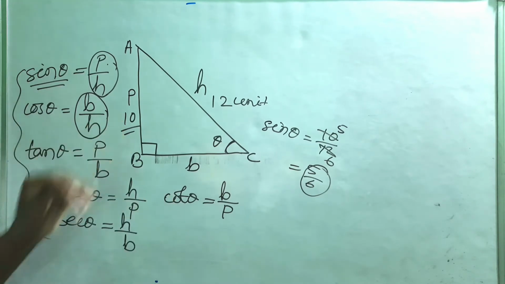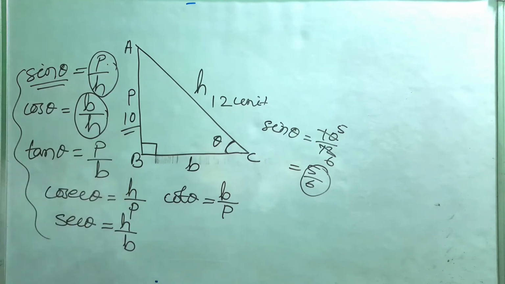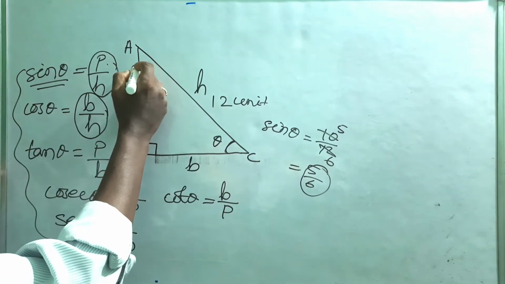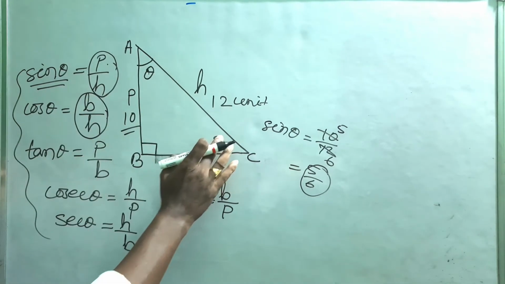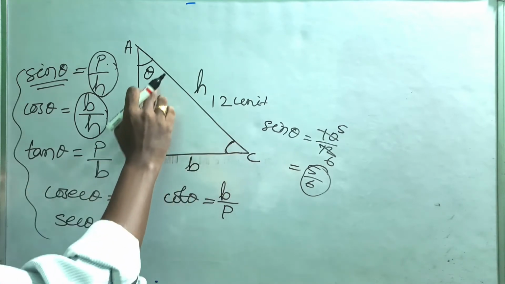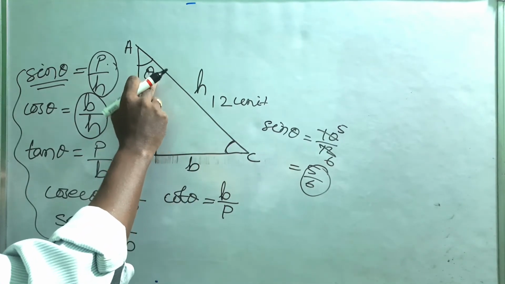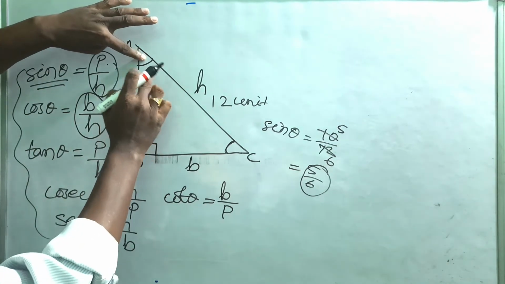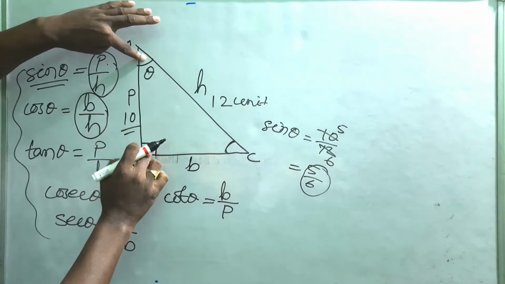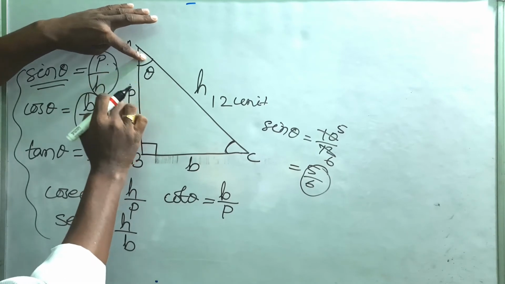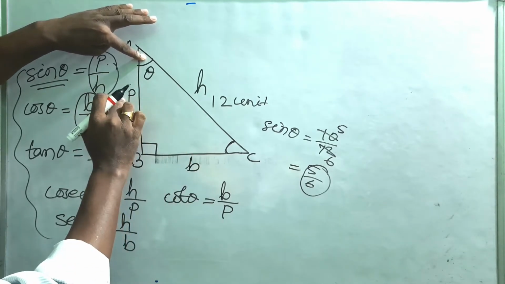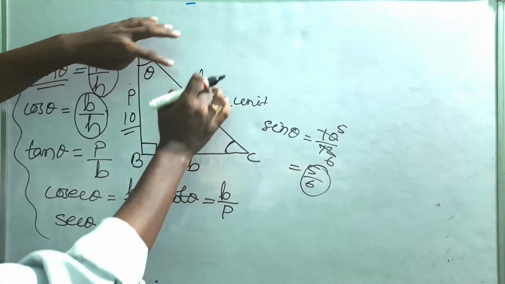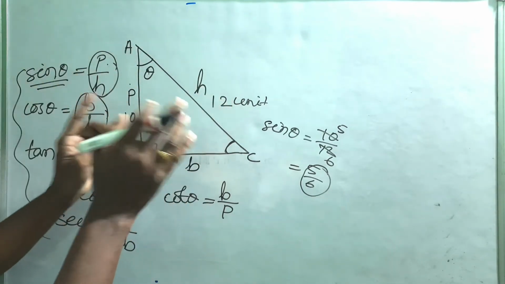Now before going to application, let me clear one thing. Suppose we take this angle as theta. Then the side included between this angle and the right angle will be the base. Now this will be the base, not this one. This will be the base and this will be perpendicular, and the hypotenuse will remain the same.